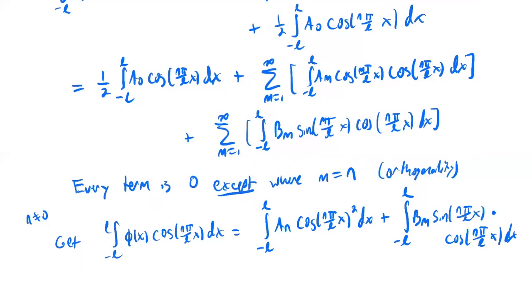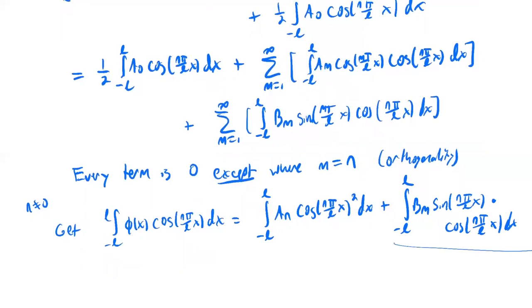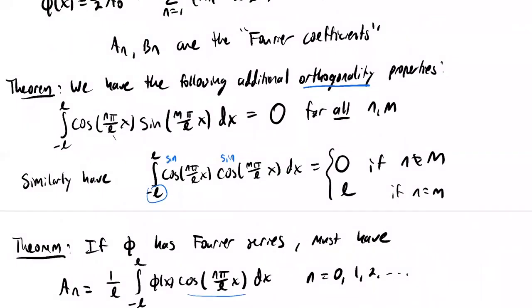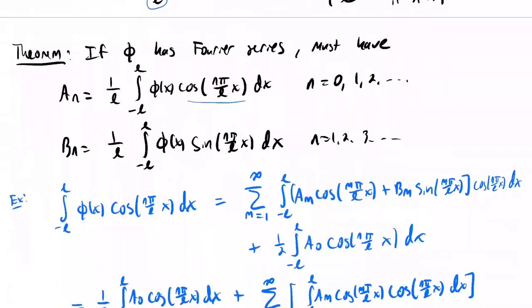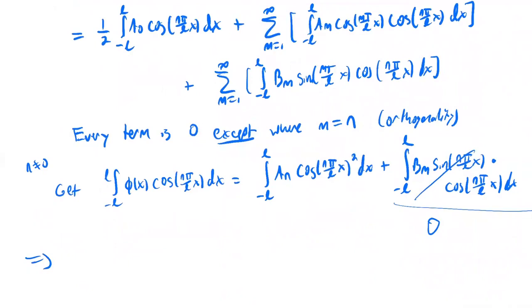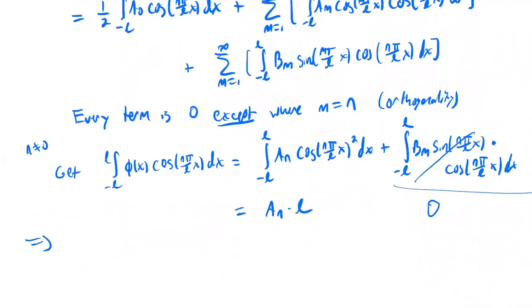Multiplying those, we had this additional orthogonality property for combining sine and cosine terms. This was this theorem over here. So this last integral is also zero. Therefore we end up with a n times, if I integrate cosine of n pi over l x squared, I get l. Now if I divide by l on both sides, I get a n is one over l times the integral from minus l to l of phi of x cosine of n pi over l x, as claimed.